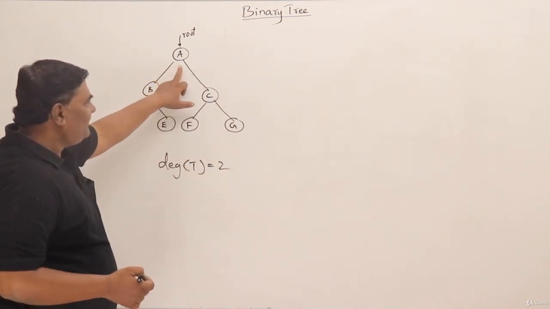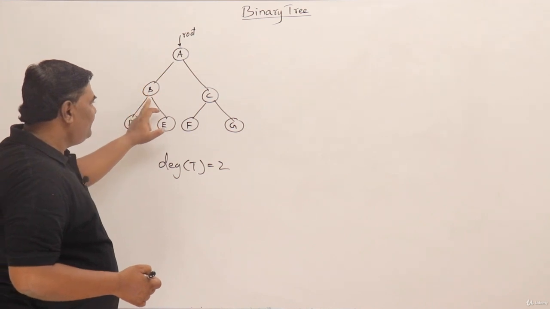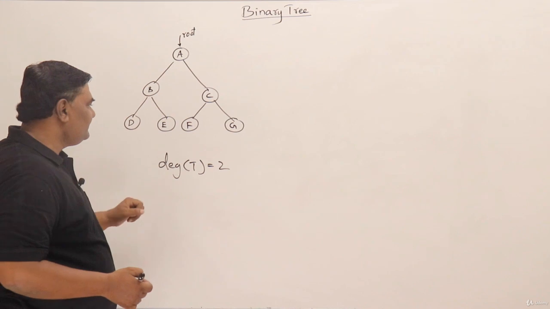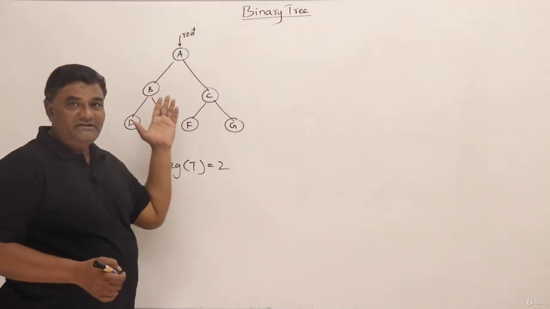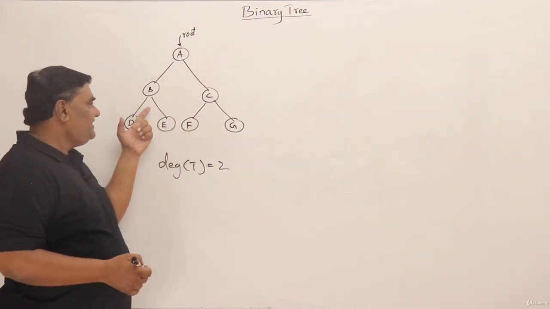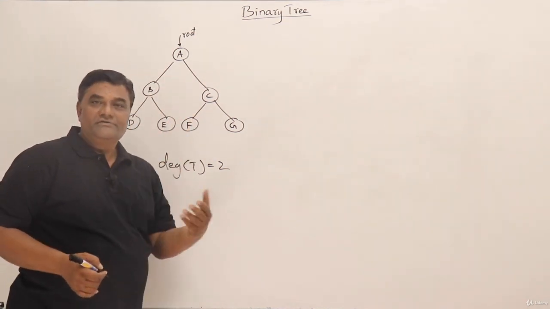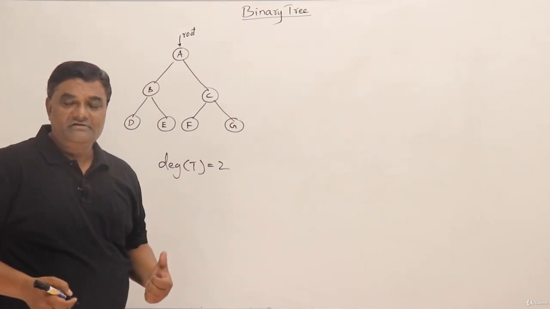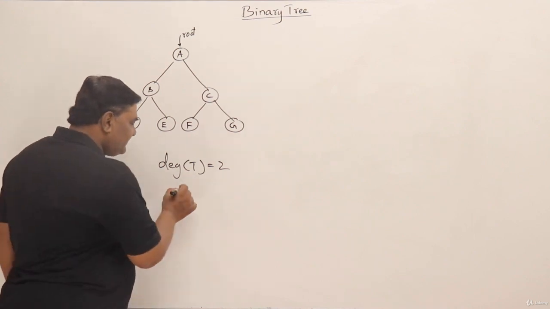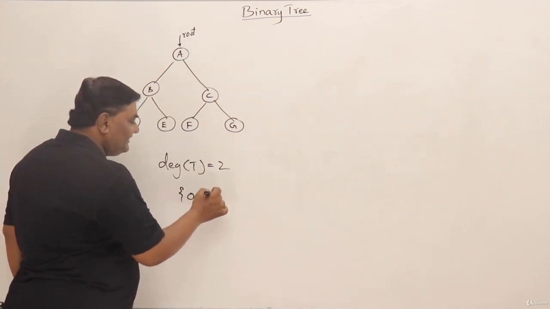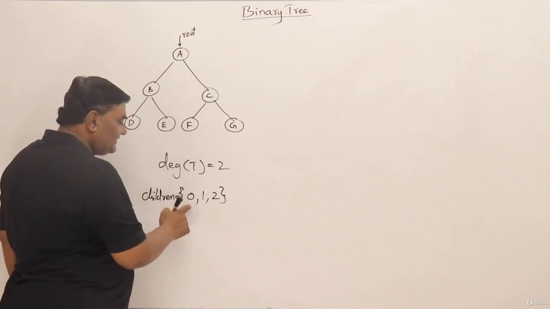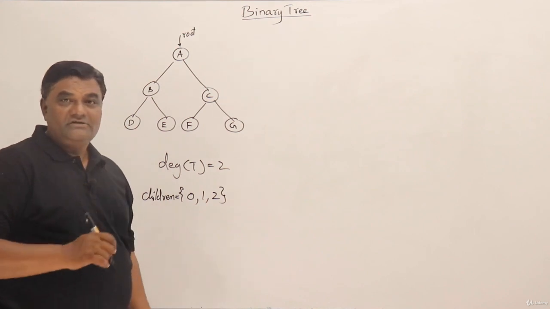By 2, I mean 2 children. So every node can have 2 children. A is having B and C. B is having D and E. Likewise, C is having F and G. As there are only 2 children, we will give names to the children. This is left child and this is right child. So for B, this is left child and this is right child. One more definition of a binary tree: every node can have either 0 children or 1 child or at most 2 children. So children can be either 0, 1 or 2, not more than 2.